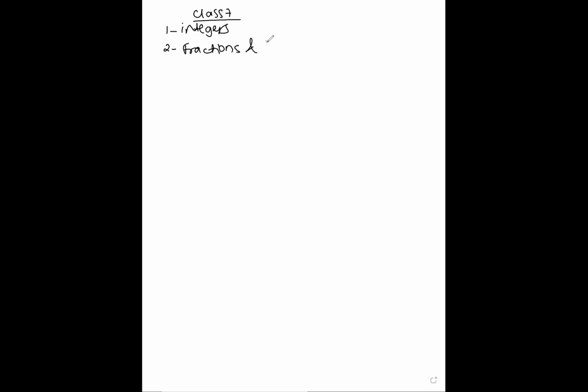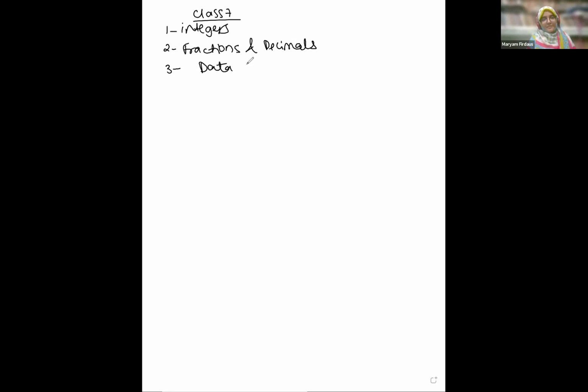Chapter one, which is integers. Let me write this. Class 7: Integers. And then the name of the second chapter, fractions and decimals. Then the third chapter is data handling. And then the 15th chapter is visualizing solid shapes.